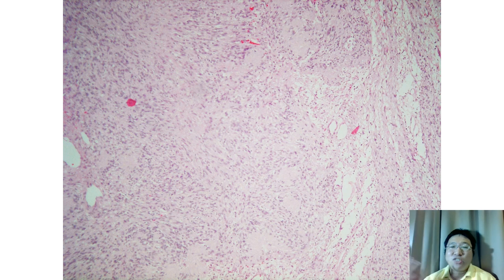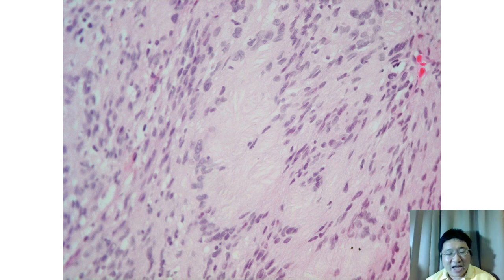So schwannoma actually is classified as peripheral nerve sheath tumor, which comprises schwannoma and neurofibroma. Both originate from Schwann cells. And here I would like to demonstrate Verocay body, palisading of the tumor cells with a deposition of eosinophilic material in the middle. That is Verocay body.